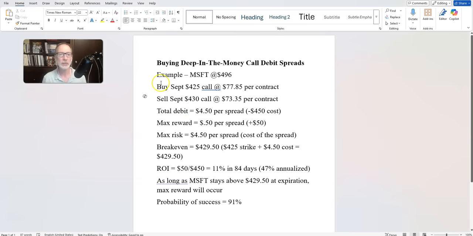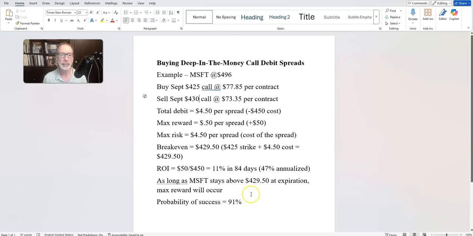I want to make sure everyone understands these numbers. By buying an in-the-money call spread, you're buying the 425 call and selling the 430 call, and it's costing you $4.50, or $450, to buy that spread. And as long as Microsoft stays above $429.50, you will make the maximum reward. And here are the numbers. Return on investment, 11% in 84 days, is not that bad. That's a good return on investment, and you have a very high probability of winning. So down here, as long as Microsoft stays above $429.50, the max reward will occur, and the probability of success is over 91%.